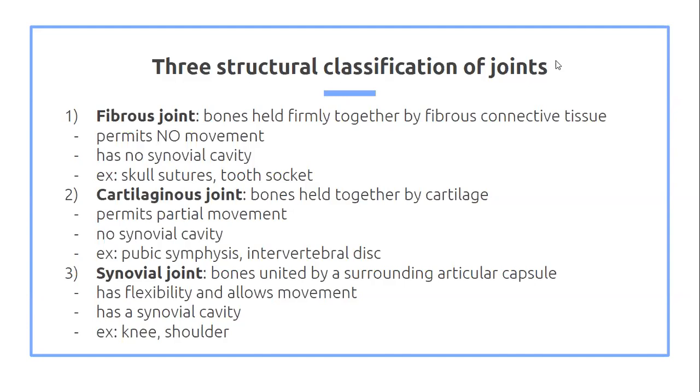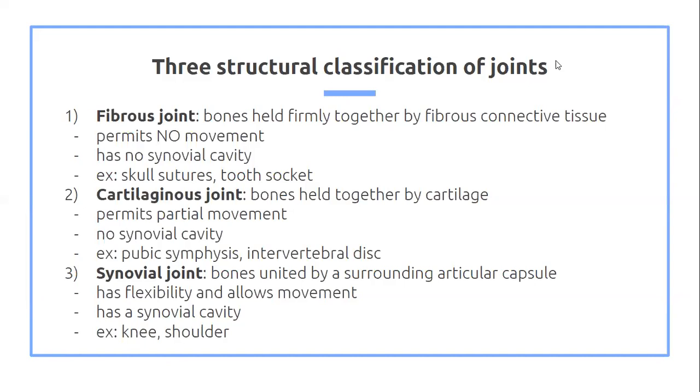And then we have a cartilaginous joint, which is bones held together by cartilage. These permit partial movement, but not really. You can move it a little bit, but honestly, you're very limited. There's also no synovial cavity. An example of this is your pubic symphysis, which is basically your pelvis, and your intervertebral disc, which is your spine.